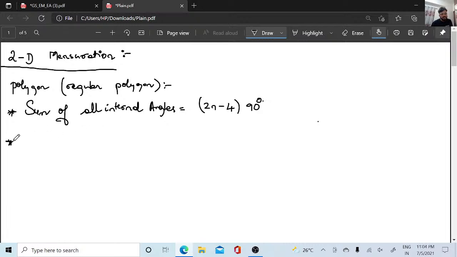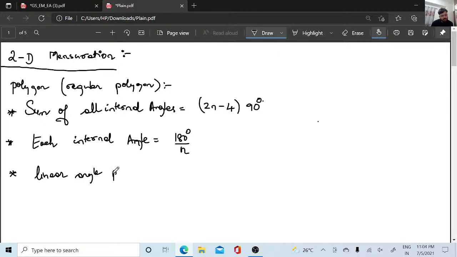How will you find the value of each internal angle? Each internal angle is given by the formula (2n minus 4) into 90 degrees divided by n. You also have something called the linear angle pair.